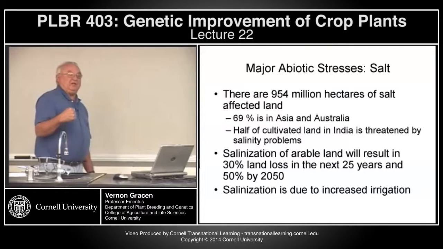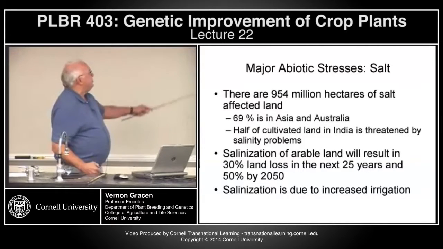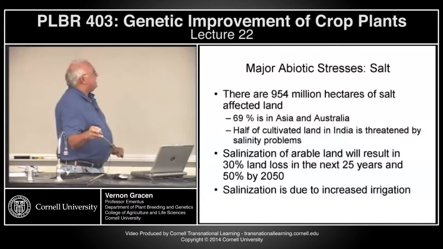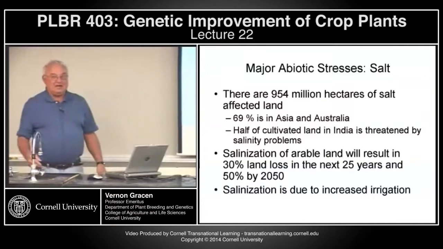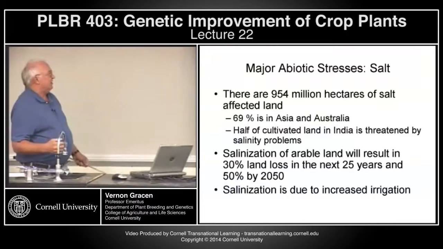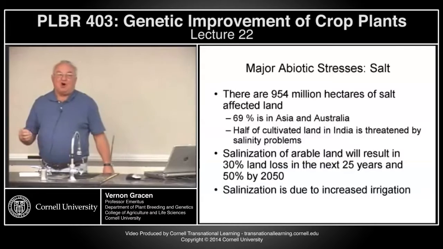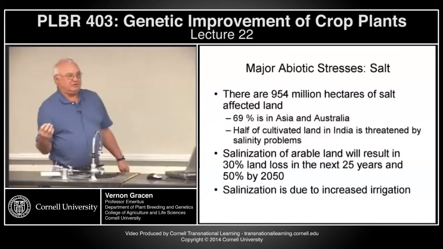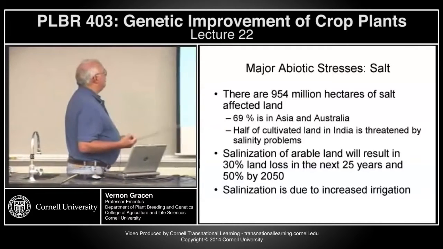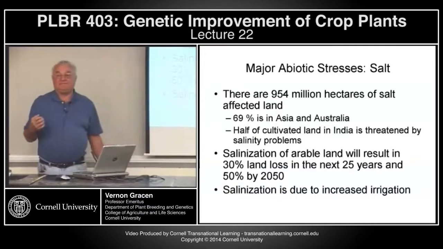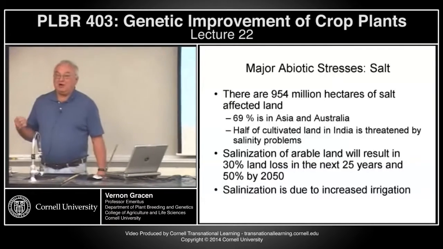Salt stress is another very, very major stress. There are 954 million hectares of salt-affected land, almost 70% of that in Asia and Australia. Why is so much of that salty land or salty soils in Asia? Primarily because of irrigation.